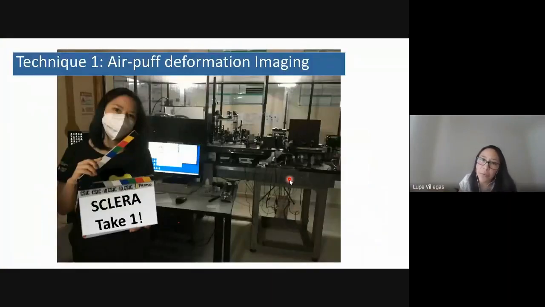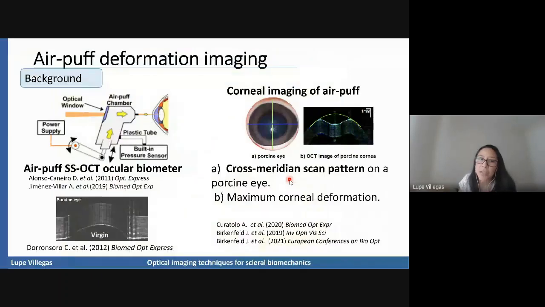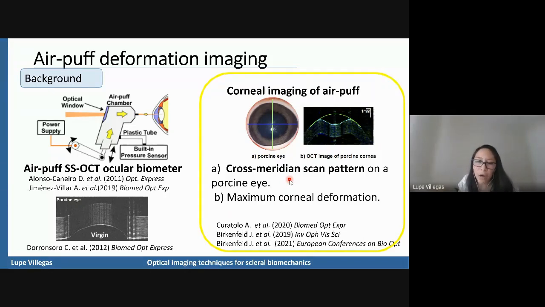So the first technique is air-puff deformation imaging. This technique has been developed to determine the corneal variation and deformation in ex vivo porcine eyes and humans. And in our lab, in our current system, we implement different functionalities, like, for example, a fast scan, and also we can change to different scan patterns. As we see, we can use a cross-meridian pattern.